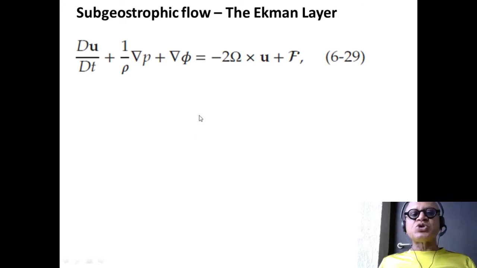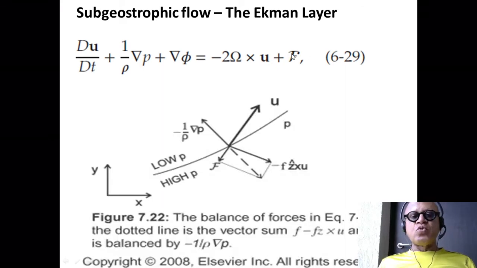Okay, long story short, going back to our equation, du/dt plus 1 over rho grad p plus grad phi equals minus 2 omega cross u plus F. We have the acceleration term, pressure gradient, the potential that includes centrifugal because of the rotation, Coriolis, and friction. So we are going to add friction here in a very simple way. Here is our constant pressure surface with pressure gradient across it. So there is a pressure gradient force going that way.